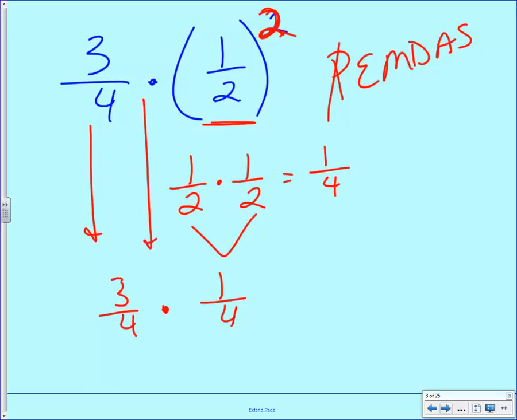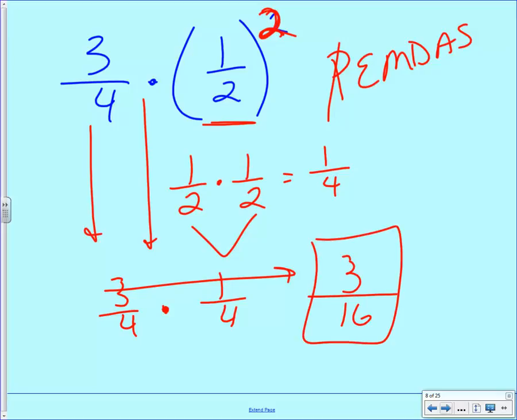Okay? From here, I need to multiply 3/4 times 1/4. I'm going to simplify in the diagonals if I can. If I cannot, which I can't, I'm going to multiply straight across the top and straight across the bottom. If I could simplify 3 and 16 in any way, I would, but I cannot. So 3/16 is my final answer.